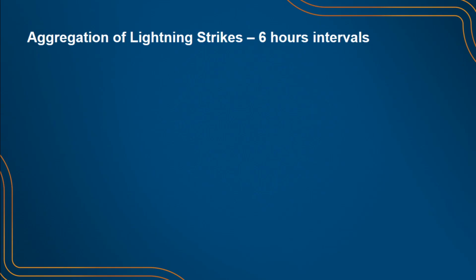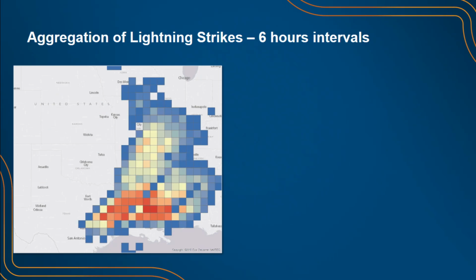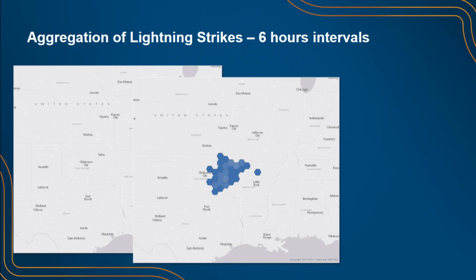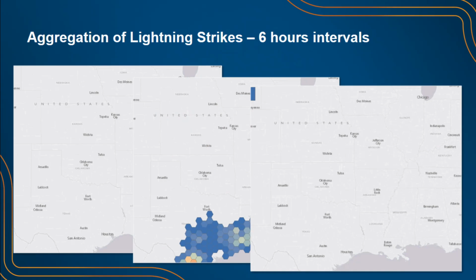So we can actually do it with time steps as well. So I showed you the images of lightning strikes, but this is with 6-hour intervals. So this is what it looks like for the lightning strikes over 6-hour intervals aggregated into square bins. That same thing can be applied to hexagons. And again to polygons. So we're able to see those lightning strikes move through.